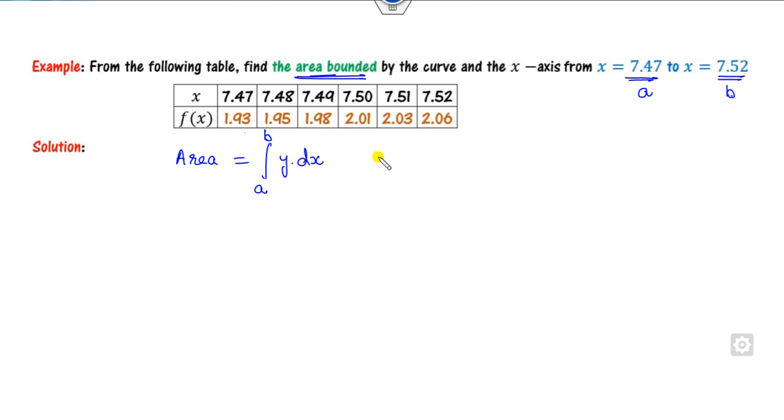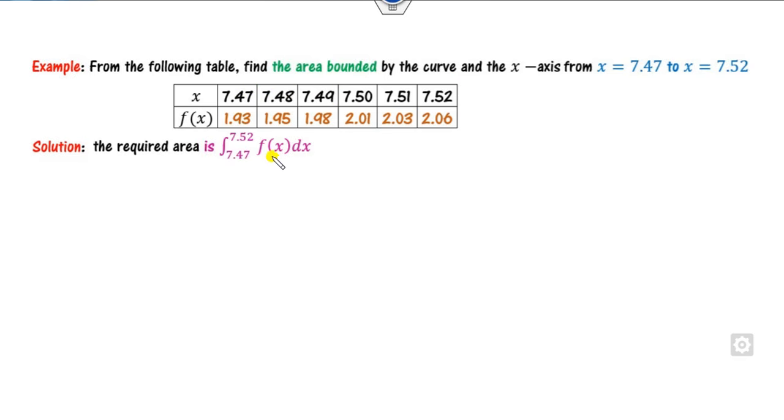Now in this case already a table is given to you. Can you find the value of the h? You can see what the difference is. The difference is 0.01. Can you find the value of the n? There is no need, you can already compute it from here. This is h = (b - a)/n. So now the required area is this. So this value h is 0.01.